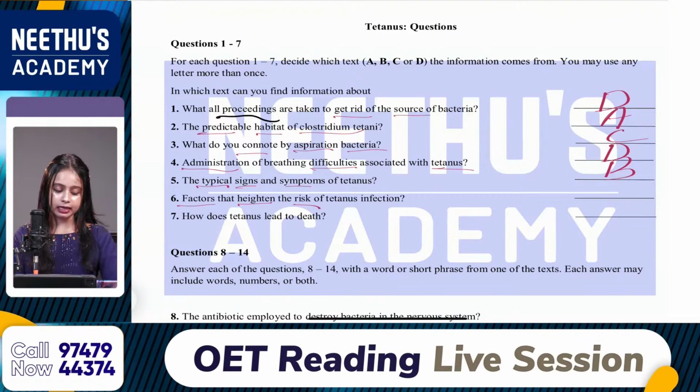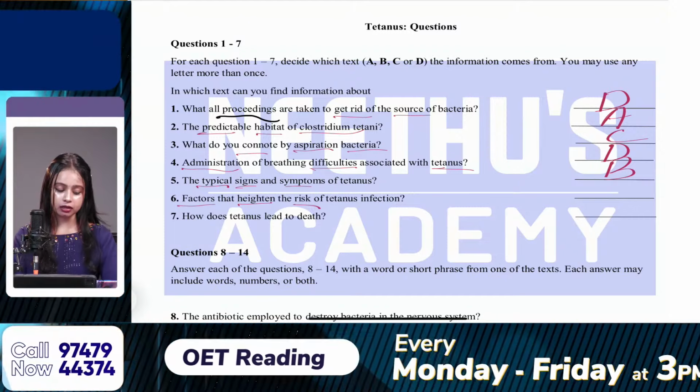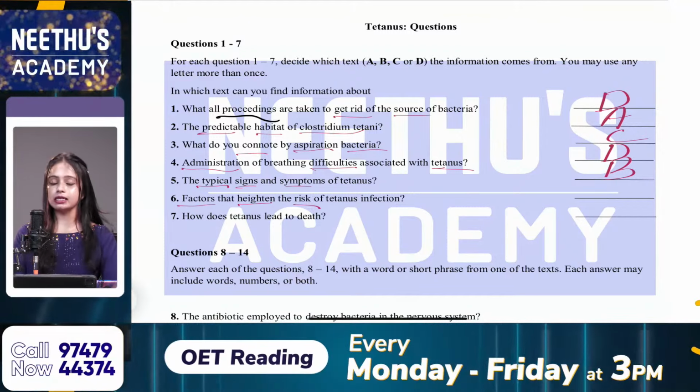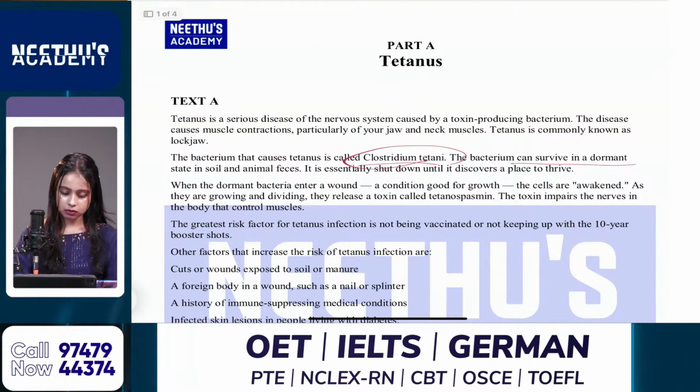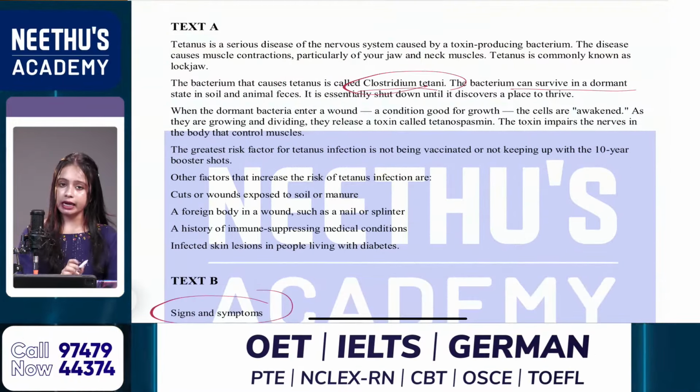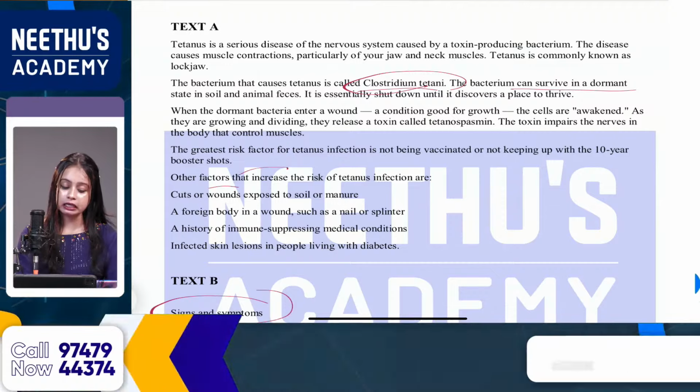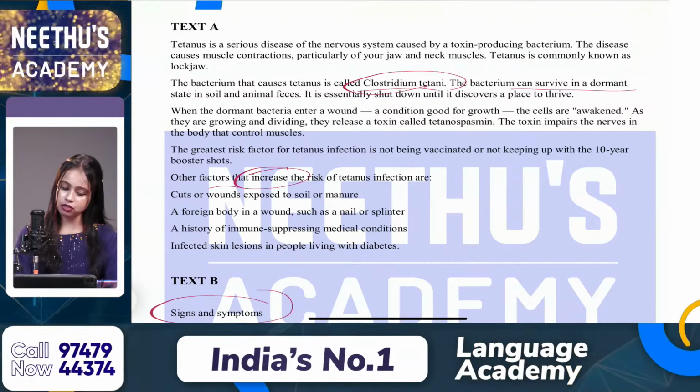Reba, yes, praise, it is text A. Kavita, Reba Lijo, Monisha, yes, it is from text A. So why is it text A? See, direct answer: other factors that increase, heighten the risk of the condition. So that is from text A.